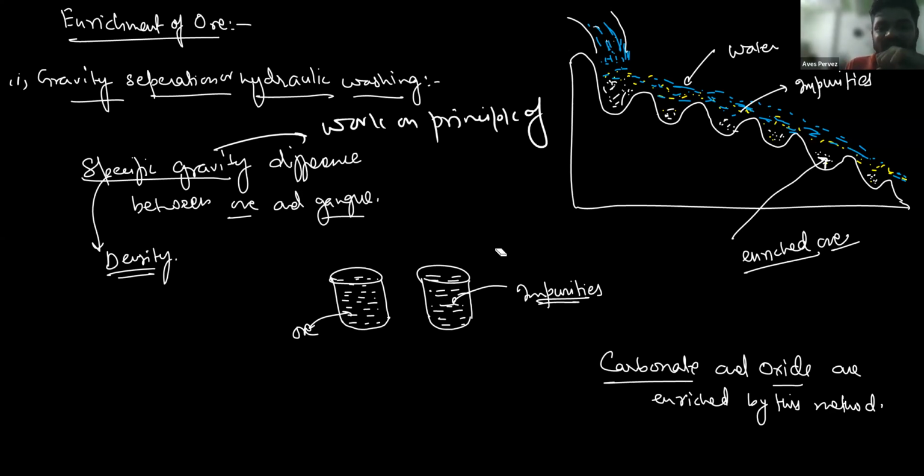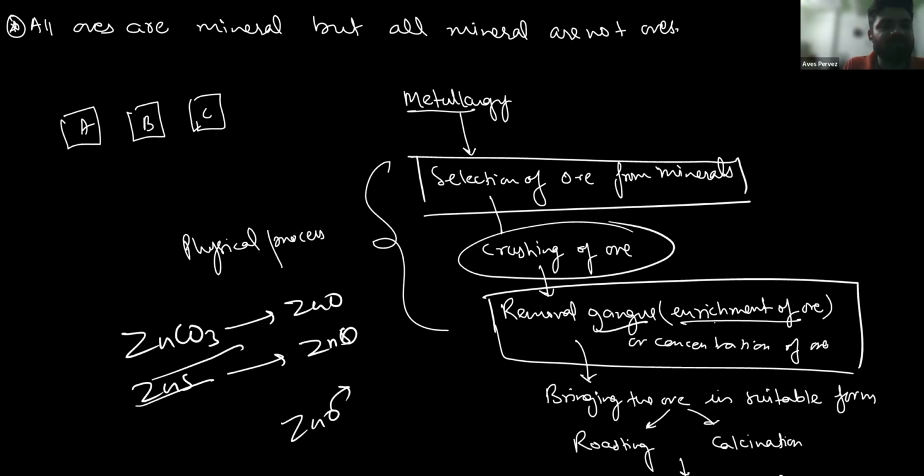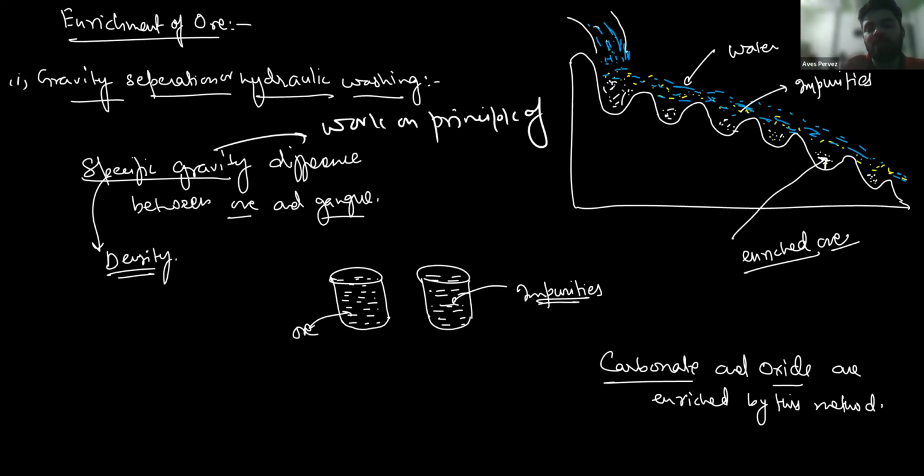Yes, sir. Specific gravity means density. I have told you that there are 4 types of ores. One is the carbonate ores, like we have discussed carbonate ore, sulfide ore, and we have discussed the oxide ore and halide ore.